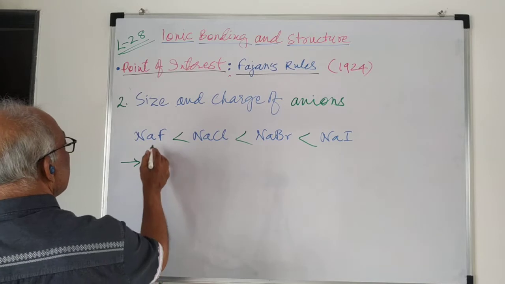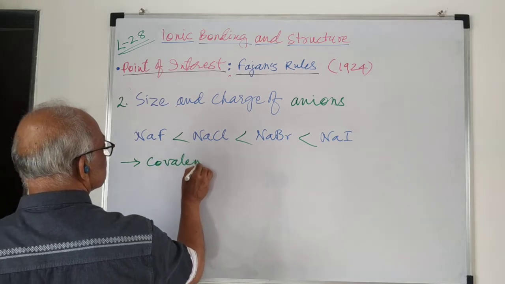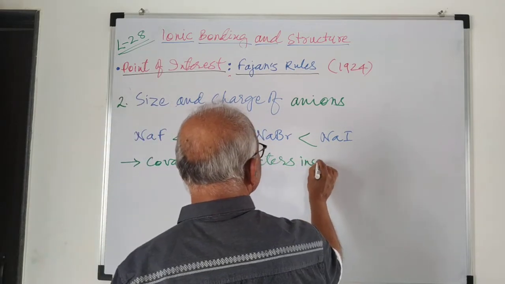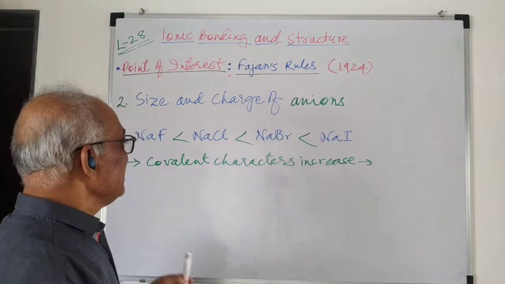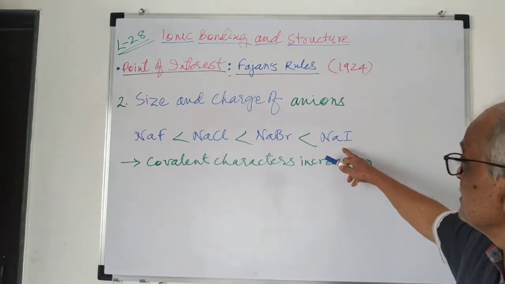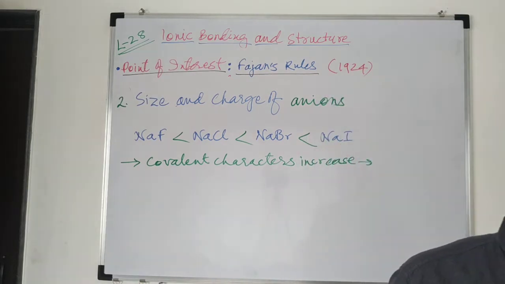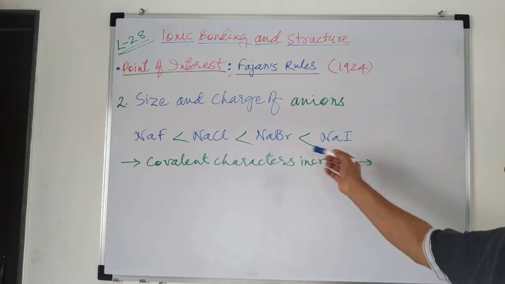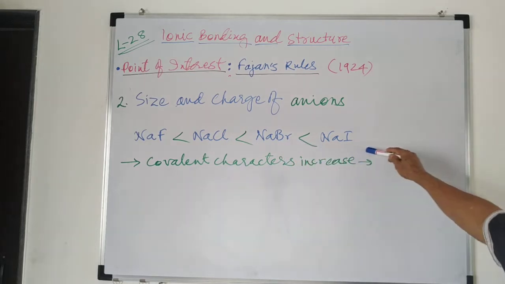So the size of anions is increasing, and because of this, the covalent characters increase in this direction. We say NaF is most ionic in nature, whereas NaI has more covalent character. So the size of the anion increases in this direction and covalent character also increases. It means melting and boiling points are higher in NaF, NaCl and decrease in this direction.